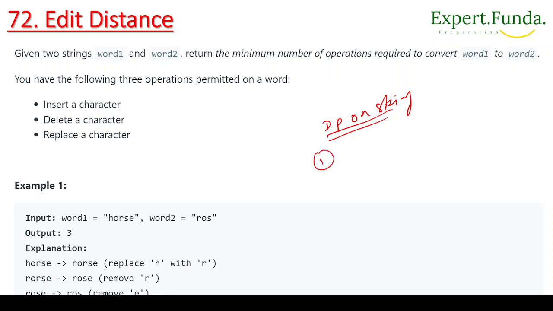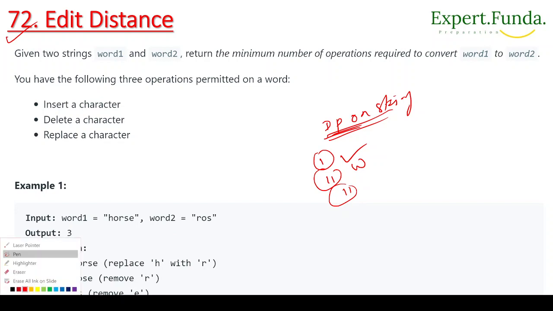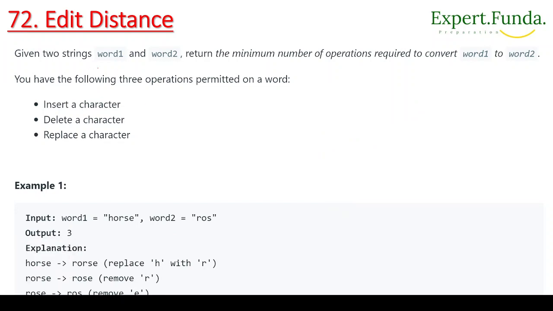The first question I have already uploaded is the longest palindromic substring. Another I have already uploaded is word break, and the third that I recently uploaded is the longest palindromic subsequence. This time I'm going to start the fourth video of DP on string, which is edit distance. So please go and watch in the playlist edit distance as well as longest palindromic substring, word break, and longest palindromic subsequence. So let's see this question 72.